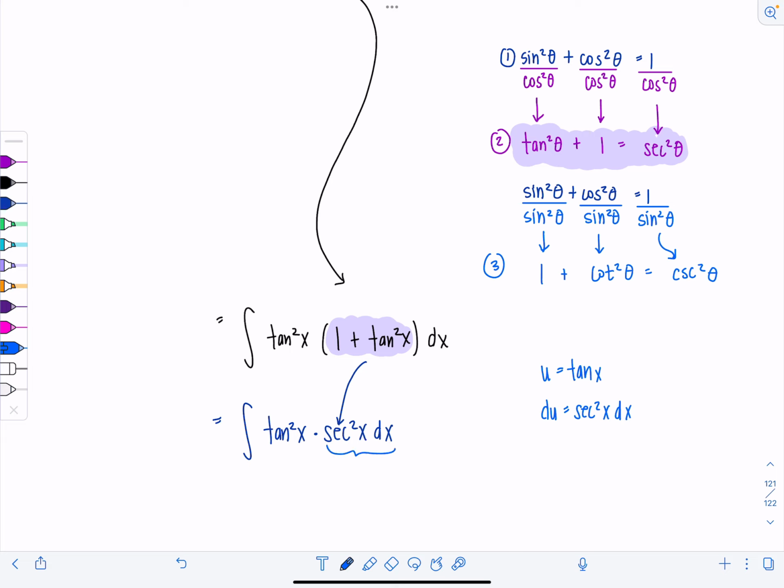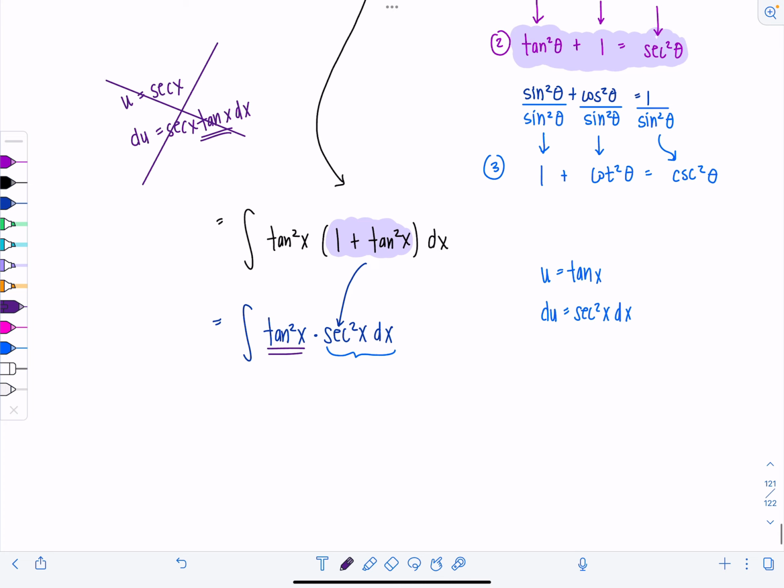If you tried it the other way around, say you let u be secant x, this is no good, then du would be secant x tan x dx. And I have a tan squared, which is one too many for this substitution to work out. So don't do this. Okay, we're ready to roll.